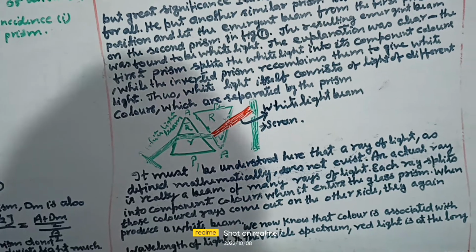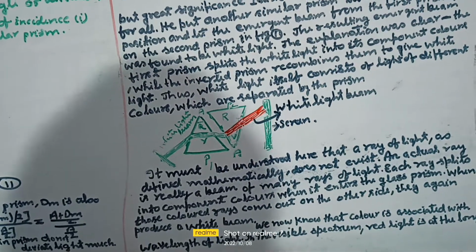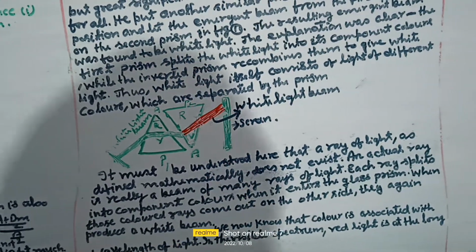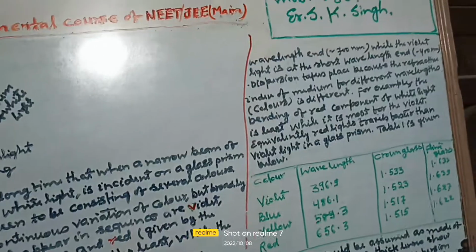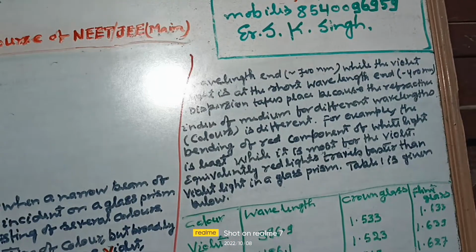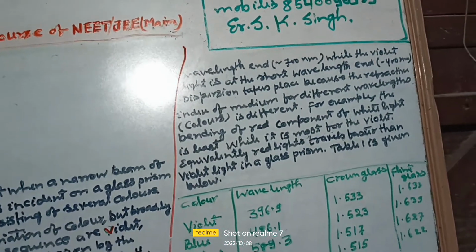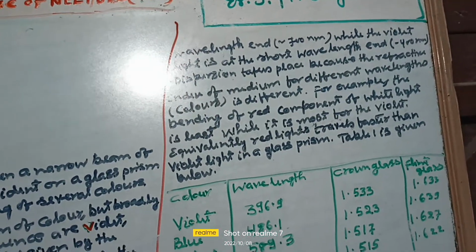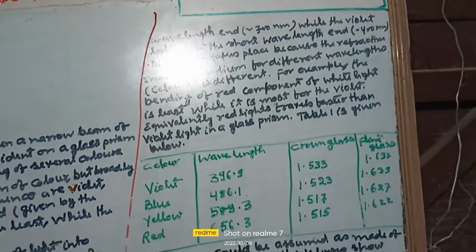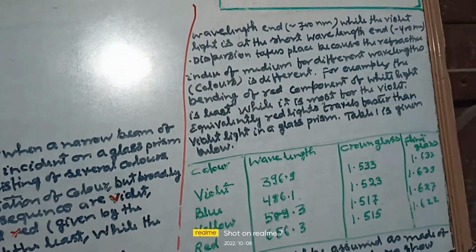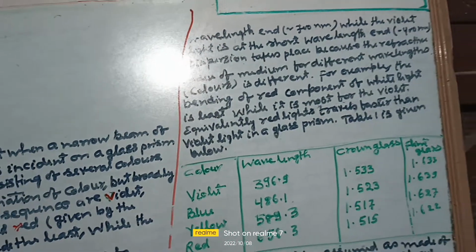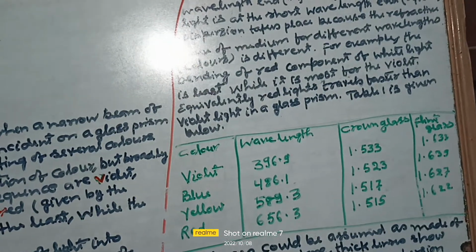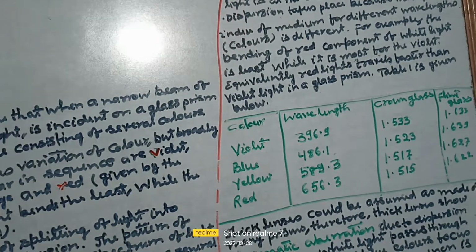We now know that color is associated with the wavelength of light. In the visible spectrum, red light is at the long wavelength end, near about 700 nanometers, while violet light is at the short wavelength end, 400 nanometers. Dispersion takes place because the refractive index of a medium for different wavelengths or colors is different. For example, the bending of the red component of white light is least, and most for violet. Equivalently, red light travels faster than violet in a glass prism.